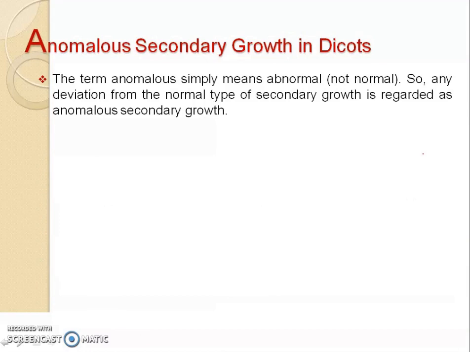Now, anomalous secondary growth in dicot stem is characterized by, first, what is anomalous secondary growth? The term anomalous simply means abnormal, which is not normal. So, any deviation from the normal type of secondary growth is regarded as anomalous secondary growth.